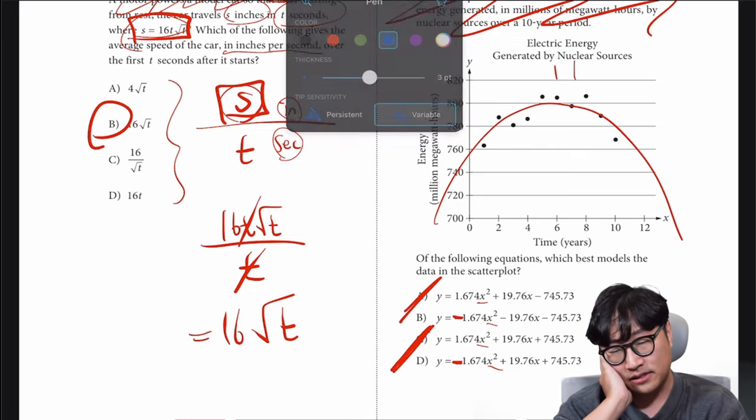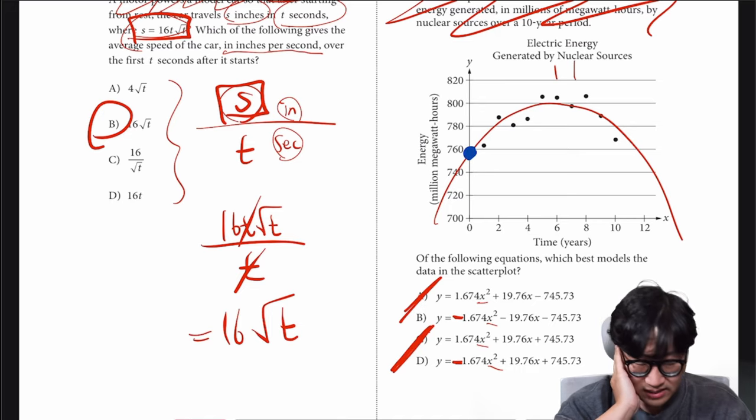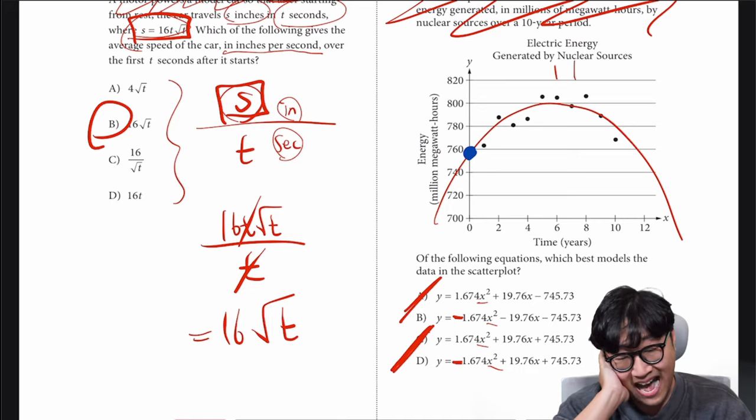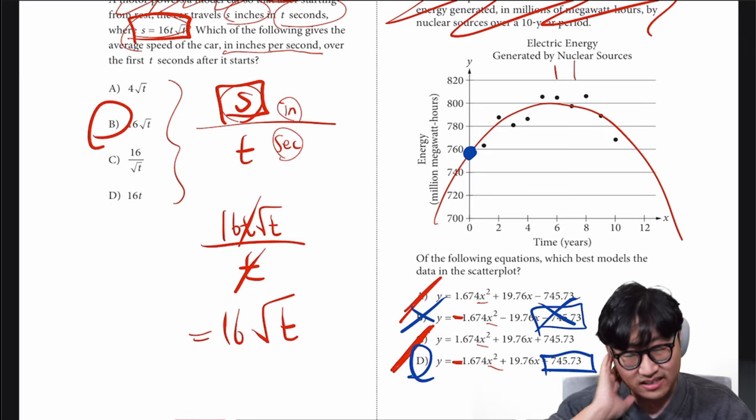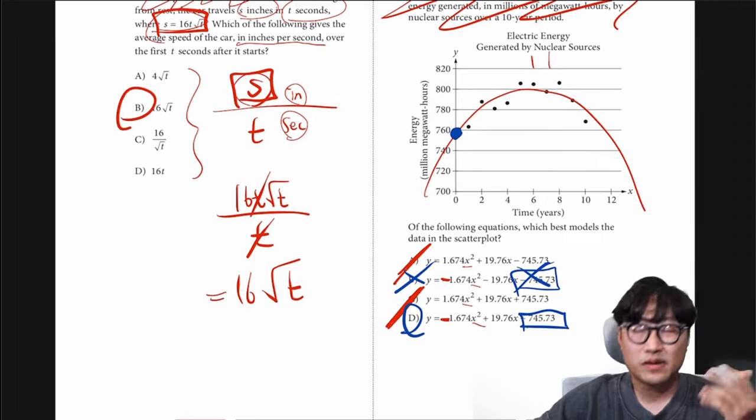Just look at the y-intercept. It's right around 760 or something, so it should be positive, not B then. It's got to be answer choice D. Easy, like a 10-second question.